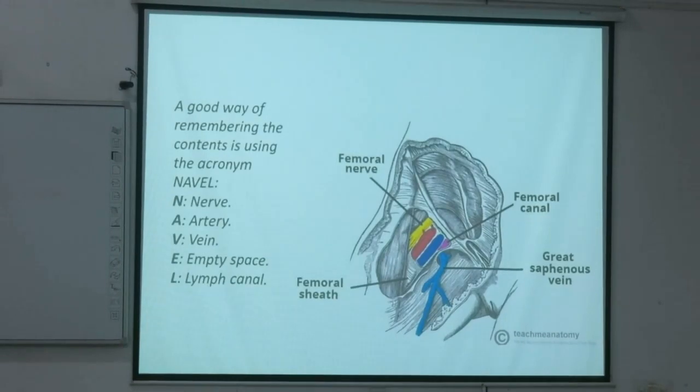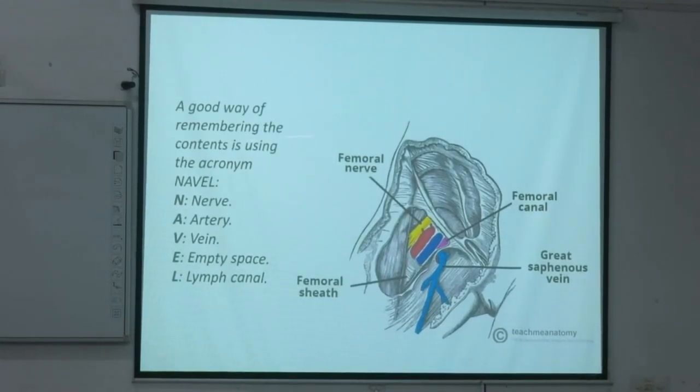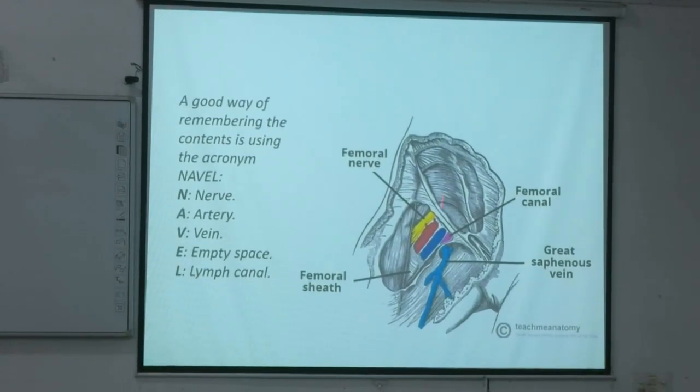Next, see, these are the contents. You can remember like a mnemonic, okay, navel from lateral to medial. Lateral most is the nerve which is not included within the femoral sheath. Then there is artery, then vein, then empty space is the femoral canal, okay, and then lymph canal. This is lymph canal, femoral canal.